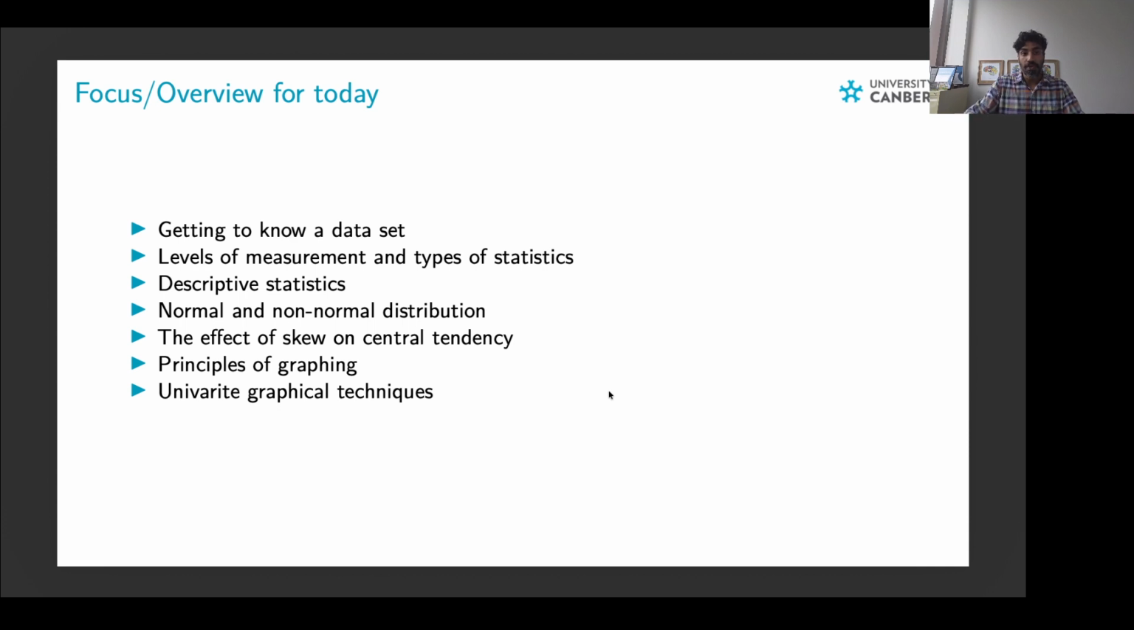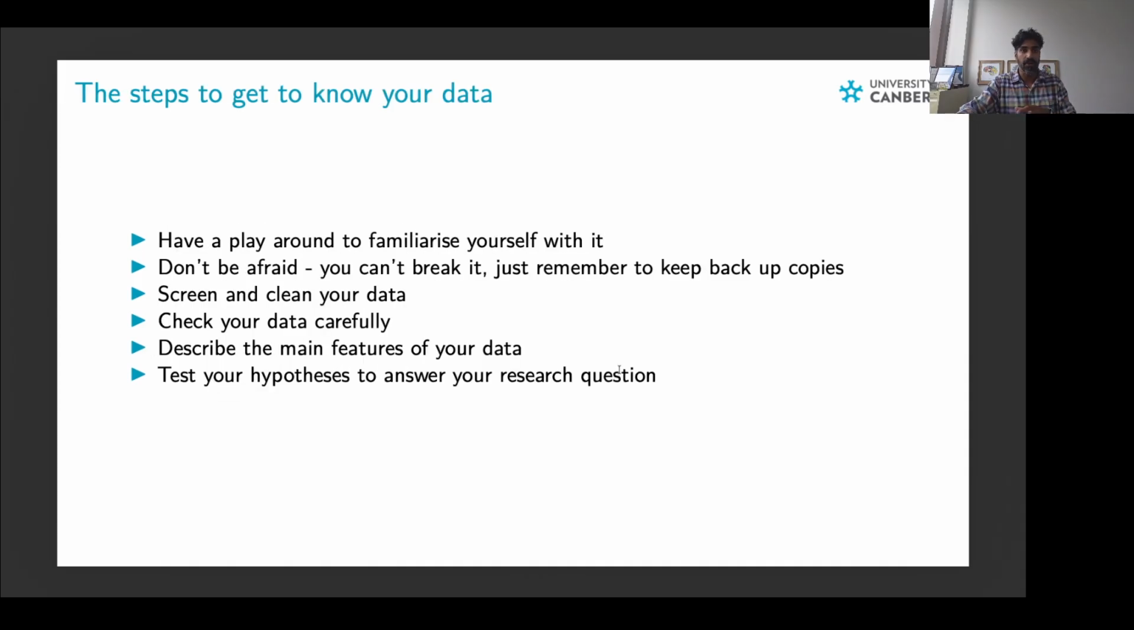So the focus or overview of today, what we're going to be looking at is getting to know a data set, levels of measurements and types of statistics, descriptive statistics, normal and non-normal distributions, the effect of skew on central tendency, principles of graphing, and univariate graphical techniques. So we're really going through the entire pipeline of you have a data set someone's given you or that you've collected yourself. How do you get a sense or understanding of that data set? What are the measures that are there? How do we understand the distribution of those measures? And then plotting and graphing those variables.